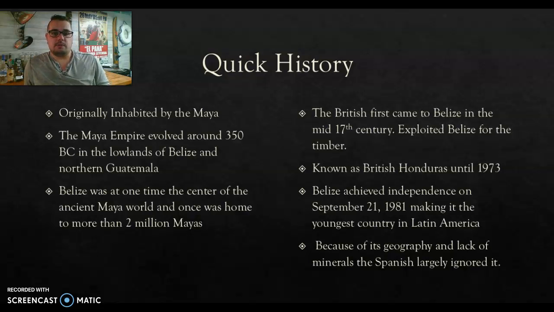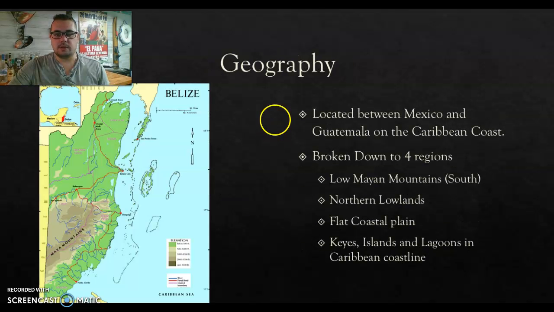The Spanish, when they first came to what we call the New World, largely avoided the area due to its lack of precious metals, gold and silver. It wasn't really occupied at all till the British first came in the mid 17th century. They did come for the timber in Belize, mainly mahogany and other shipbuilding materials. It was known as British Honduras up until 1973. It wasn't until 1981 that Belize did finally gain its independence, although it did kind of stay under British rule. We'll get to that in a minute.